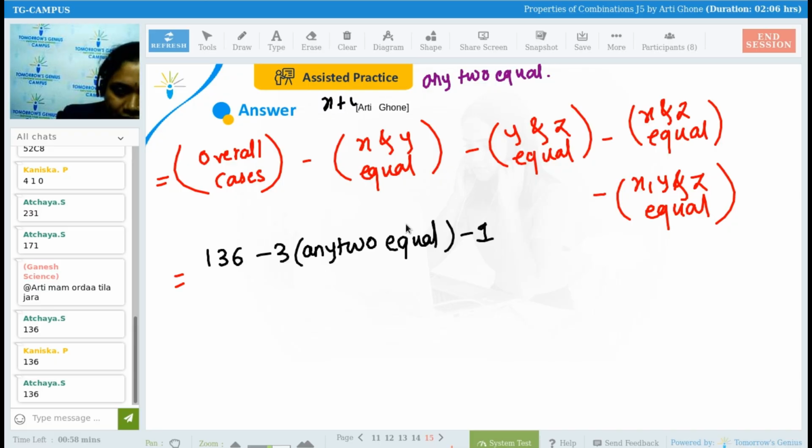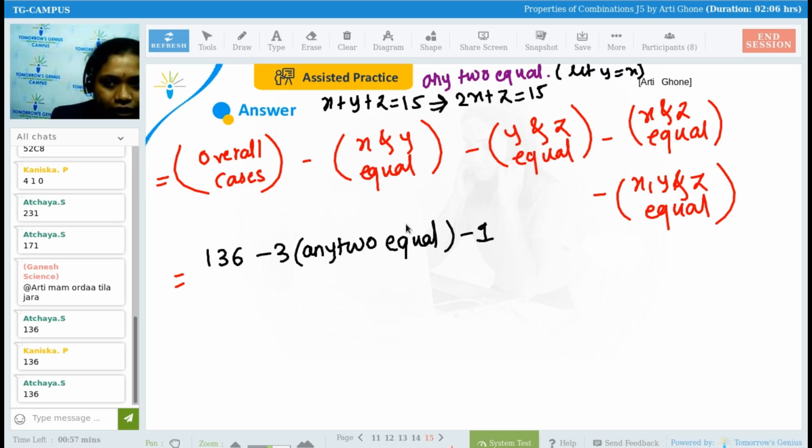Now what is the case? Let's take x plus y plus z is equal to 15, which implies 2 times x plus z is equal to 15. I am just replacing y with x, taking this one for our calculations. So what will be the answer for z? 15 minus 2x. Clear? So how many possible situations are there? x is equal to 0, 1, 2, 3, 4, 5, 6, 7. 7 twos are 14, right? But 8 is not applicable, since 15 minus 16 is not applicable.